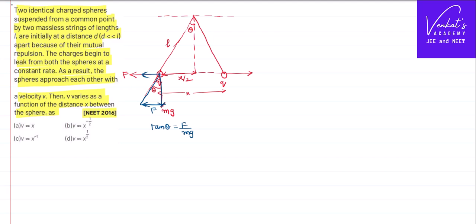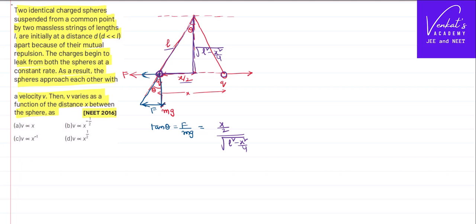Then what is the tan theta in the other triangle? If you consider this other triangle, here also you have the same theta. So for that, tan theta is the opposite side, x by 2, by the adjacent side. As this is L and this is x by 2, the adjacent side becomes root of L square minus x by 2 whole square, that is, root of L square minus x square by 4, where F is the force of repulsion between this sphere and this sphere.